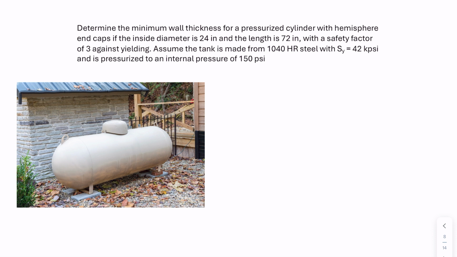So we see this tank and we're trying to figure out the thickness for it. It's a pressurized cylinder with hemisphere end caps, and the inside diameter is 24 inches, the length is 72 inches, and we need a safety factor of 3 against yielding. We're going to assume that the tank is made from this 1040 hot rolled steel with a yield strength of 42 kpsi and has an internal pressure of 150 psi.